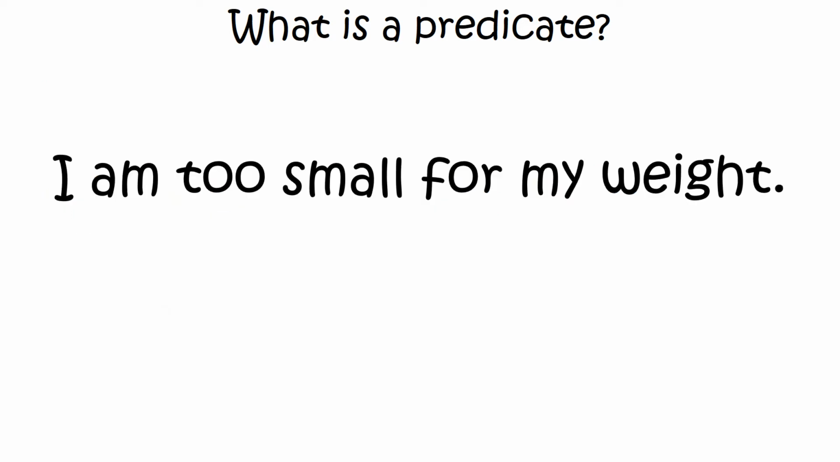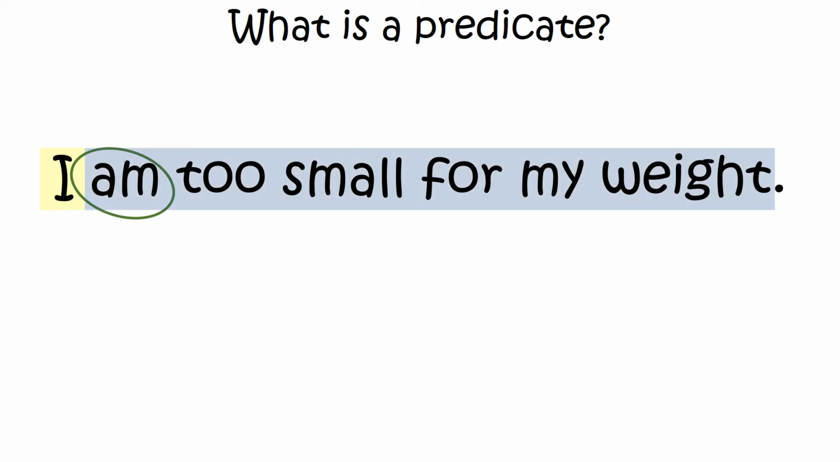Let's look at another example. I am too small for my weight. Right, let's find a subject. Well, there's the verb. What's performing that verb? Well, it's I. So here, the subject of this sentence is I. Everything else is the predicate. And look, there's a verb at the heart of this predicate, as there always is.